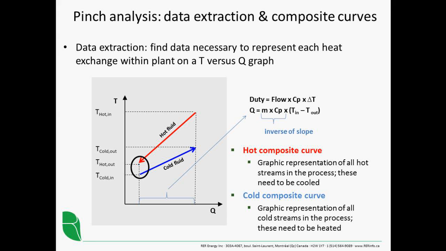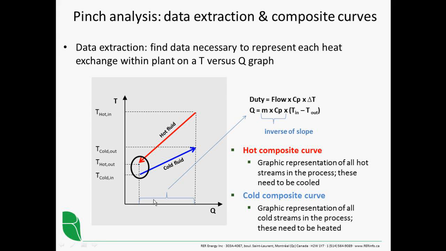Data extraction, as I said, is finding the data necessary to represent each heat exchange within a plant on a T versus Q graph, so a temperature versus heat graph. I haven't left the R out on heat exchange. I truly mean a heat exchange. It doesn't necessarily have to be in the form of a simple heat exchanger. Lots of different equipment is doing heat exchange within the plant, and we try and find a way to represent all of it on a T versus Q graph.